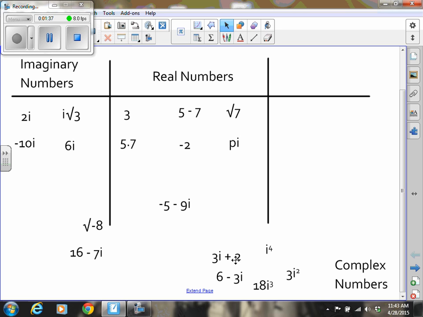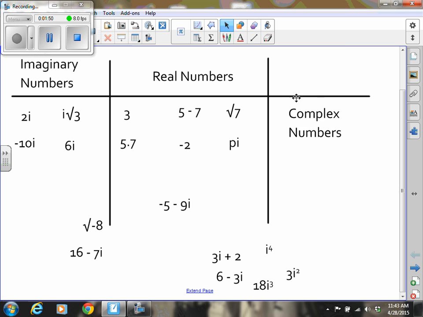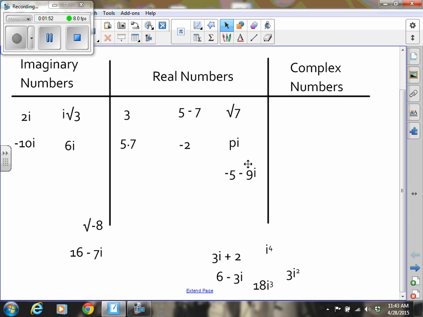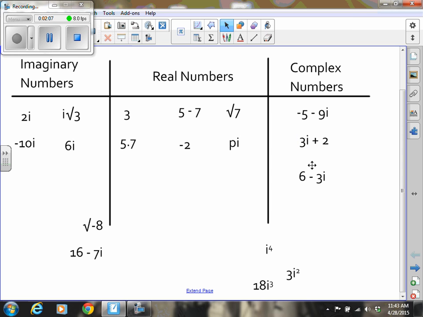Negative 5 minus 9i. The part of that number, negative 5, that's real. But the other part of that number, negative 9i, is imaginary. So this number is what we call a complex number. It has a real part and it has an imaginary part. So the number 3i plus 2 would also fall into this category. 3i represents the imaginary part of that number, and 2 represents the real part of that number. Same thing with 6 minus 3i, and same thing with 16 minus 7i.